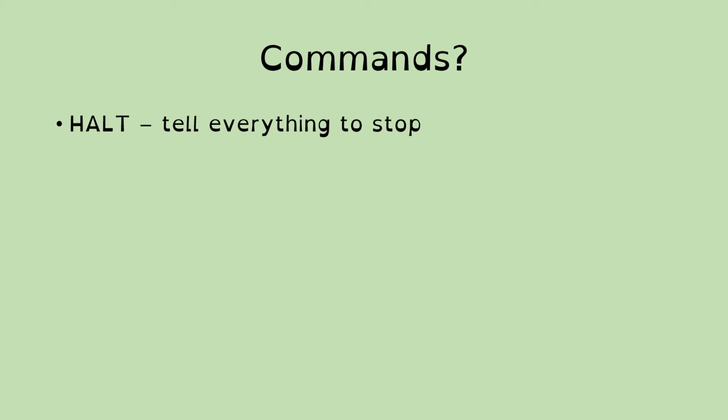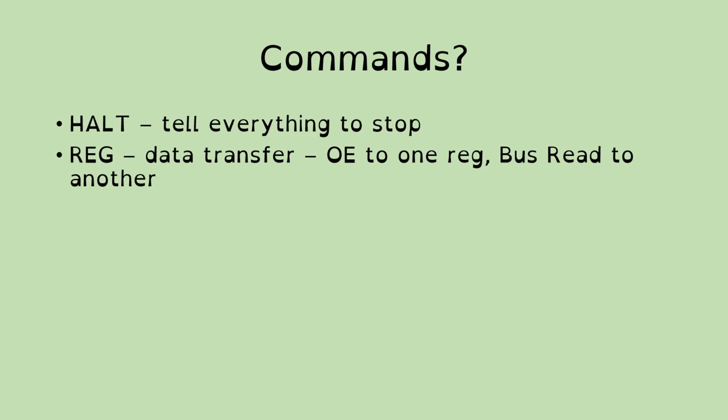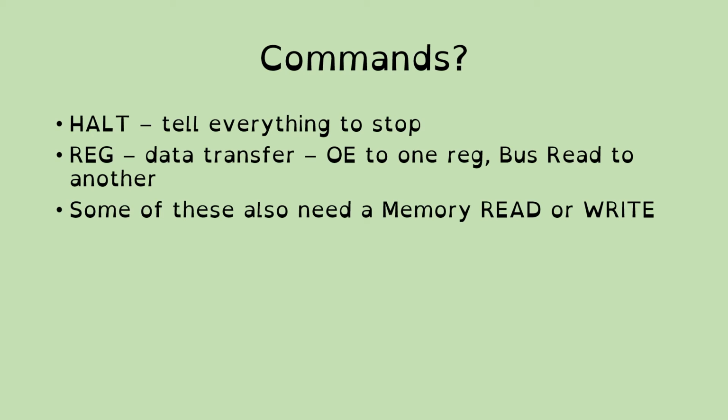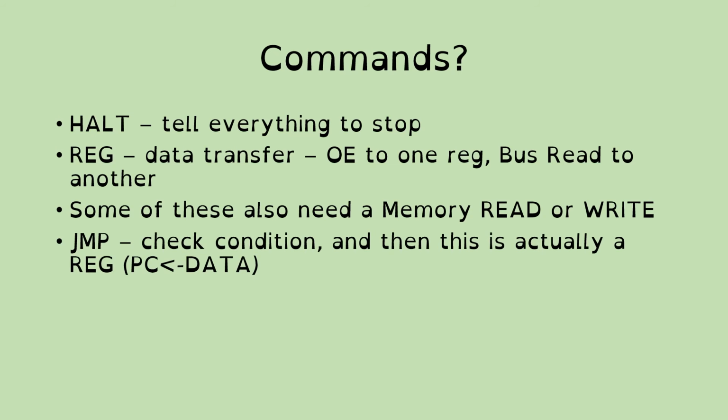So halt is our most basic opcode to tell everything to stop, and basically our ALU is going to have a halt output, and we'll work out what to do with it a bit later on. Some of our opcodes are data transfer. We're calling those our reg commands because they're using registers, so this is fairly obviously output enable to one reg and bus read to another reg. Some of these also need a memory read or write to make them work if you're accessing things that are inside one of the memory banks.